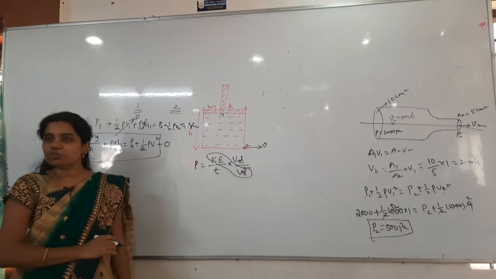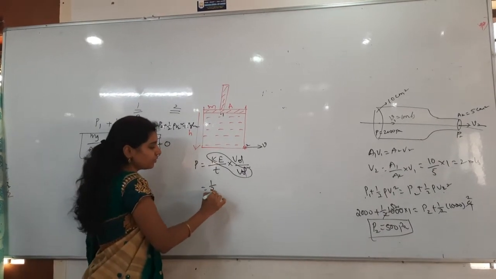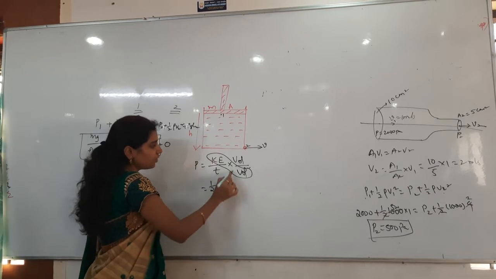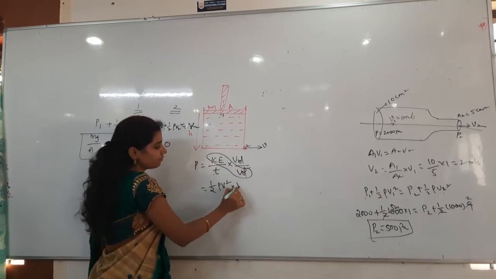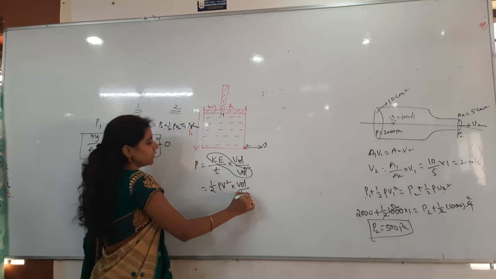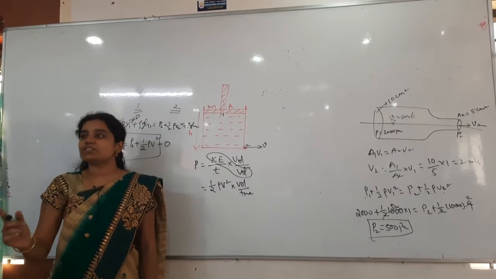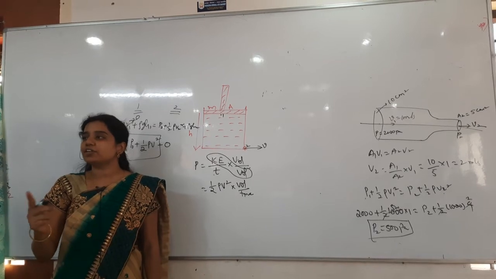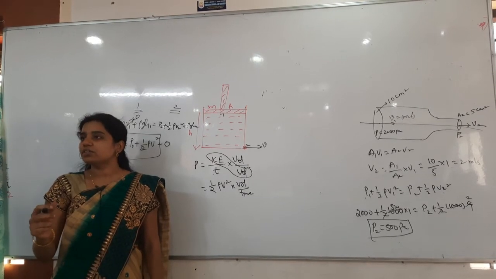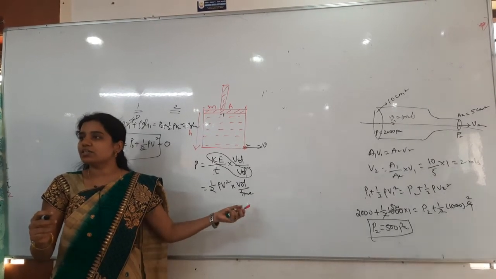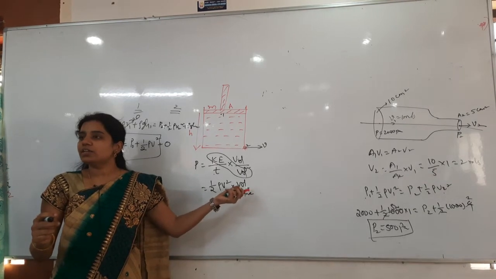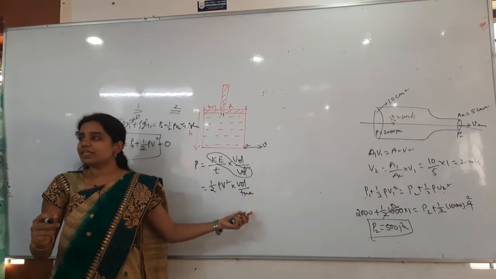Now this kinetic energy per volume is what here? Half rho into V square. Then what about this volume and time? What about this one, volume and then time? Yes, constant. Whenever it is constant, then what can we write it as? A into V. Who said that it is constant? Somebody said constant, dV by dt. Here volume by time.